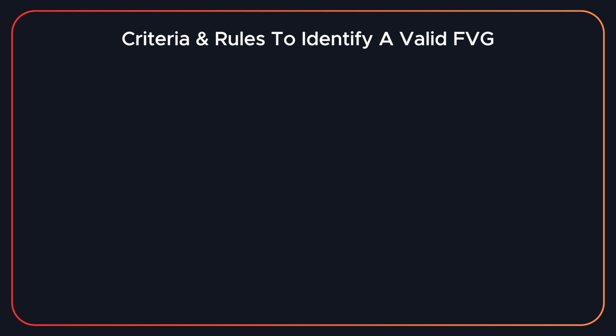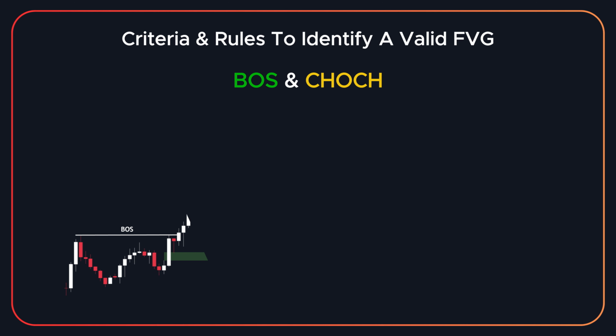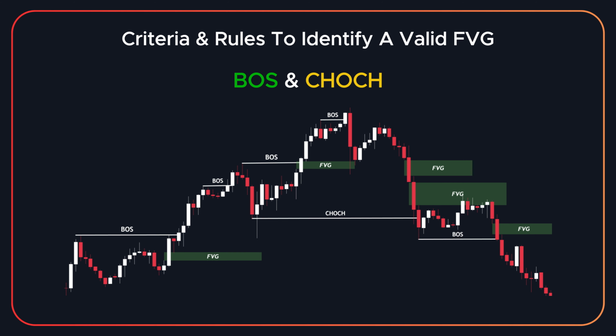Our next topic is the criteria and rules to identify a valid fair value gap. To consider a fair value gap valid, or if you want to use a fair value gap as an entry point, then it is essential to look for that fair value gap which leads to a break of structure or change of character. Without a valid break of structure or change of character, you should not execute any trade based on a fair value gap, as it can lead you to a losing trade. Because break of structure and change of character are the essential signals that indicate whether the market will continue its trend or change its trend.